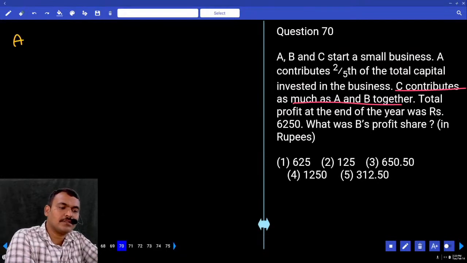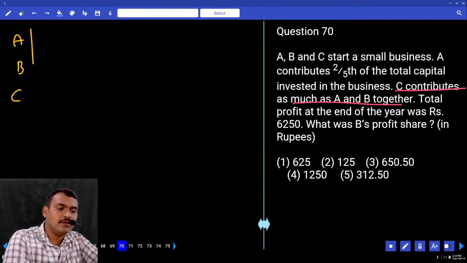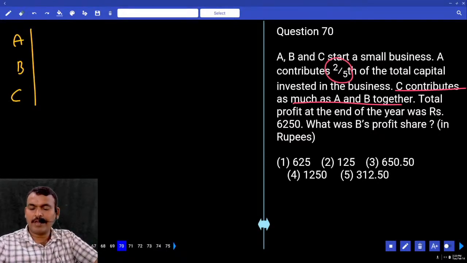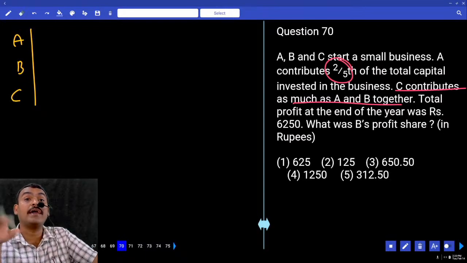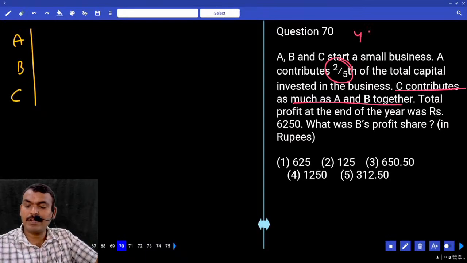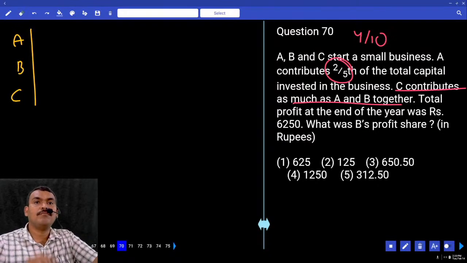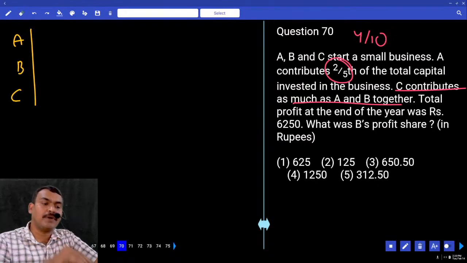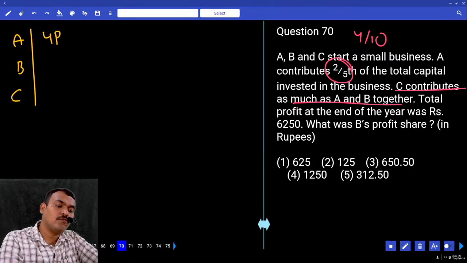And here how many persons? 3 persons or only one? 3 persons. 2 by 5, I written 4 by 10. 2 by 5 written how much? 4 by 10. Means total how many parts? 10 parts. A received 4 parts.